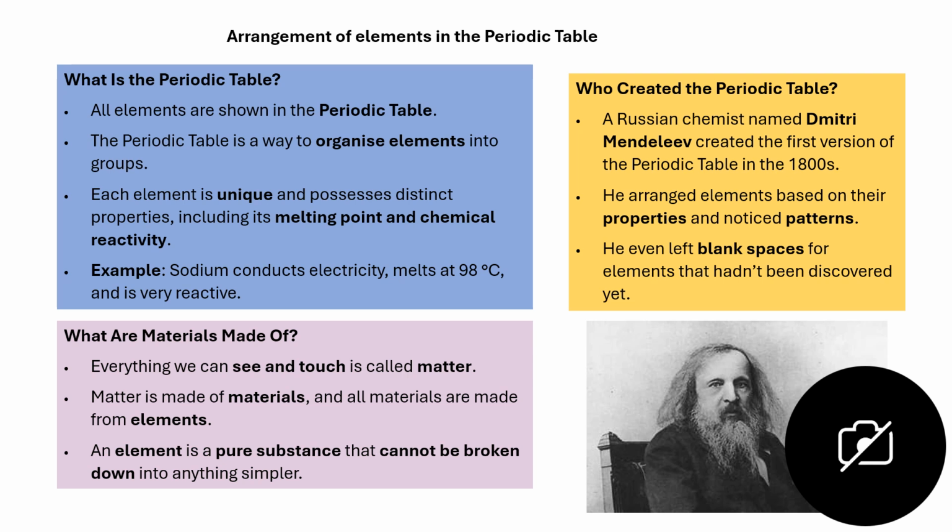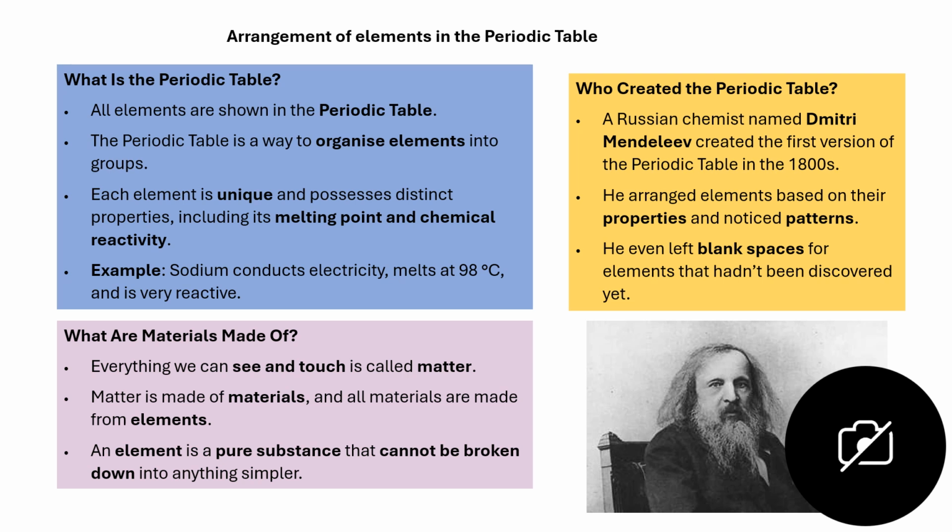Now, one of the examples is sodium conducts electricity, and it melts at 98 degrees Celsius, and it is very reactive. Now you want to know basically what are materials made up of. Materials are basically things that you can see and touch, and this is called matter. Matter is made up of materials, and all the materials are made up of elements. An element is basically a pure substance, it cannot be broken down simpler.